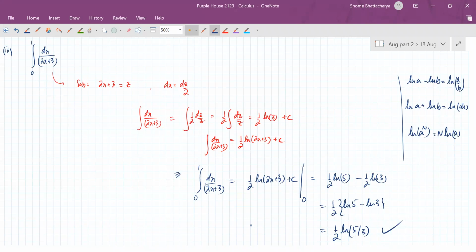So in the second last step, what you did, I didn't understand. I have written it above. It is the property of log, which I have taught you earlier also. That ln a minus ln b, or ln 5 minus ln 3, is ln of 5 by 3. Okay.